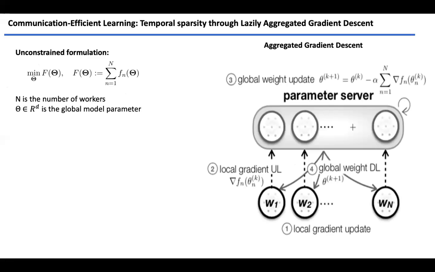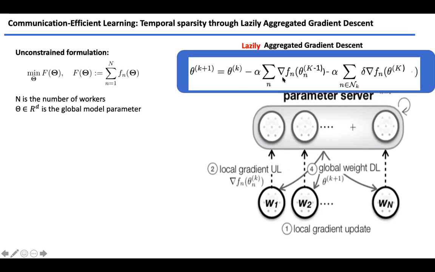Okay, now we come to describe how we make federated learning more communication efficient by introducing temporal sparsity through what is called lazily aggregated gradient descent. So we still consider the same unconstrained optimization problem we described previously, and we already explained that this problem can be solved using aggregated gradient descent, which works as explained in this figure. However, one problem with aggregated gradient descent is that every worker still needs to communicate with the parameter server at every iteration. Even if there is no large growth in the gradient, every worker has to send its gradient to the parameter server in order for the parameter server to form the system gradient.